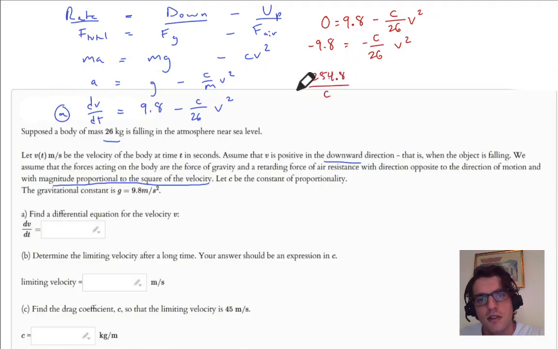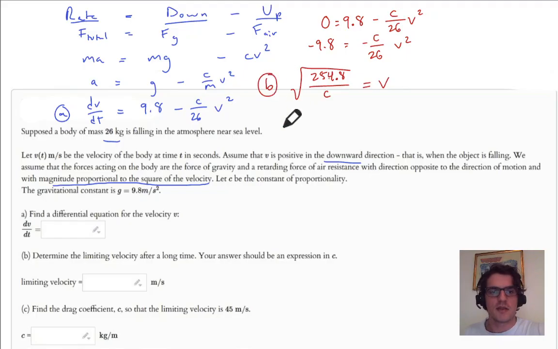254.8 over C. The square root of that is V. Okay, so there's our answer to B. If we want to find the drag coefficient so that the limiting velocity is 45, all we need to do is set V equal to 45 and move some things around.